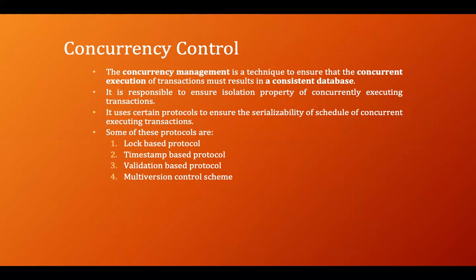We know about the ACID property, right? ACID: A for atomicity, C for consistency, then I for isolation and D for durability. So what happens in the concurrent execution of transactions? Two or more transactions update or manipulate one data or one database, and it may create a problem or an inconsistency in the database. To tackle that, there is a concurrency control manager which will do that.